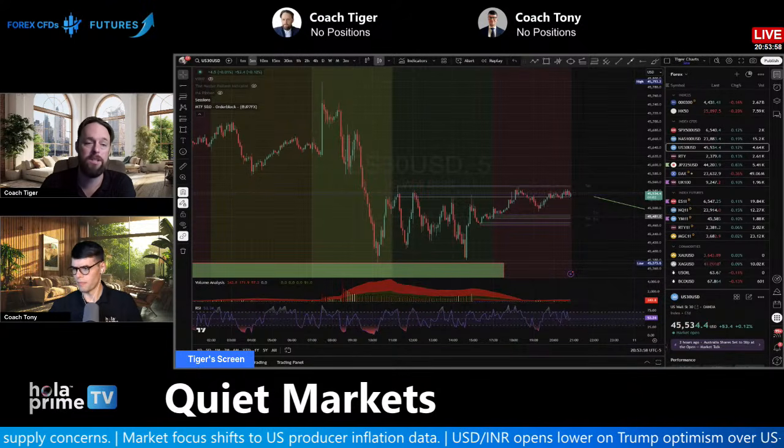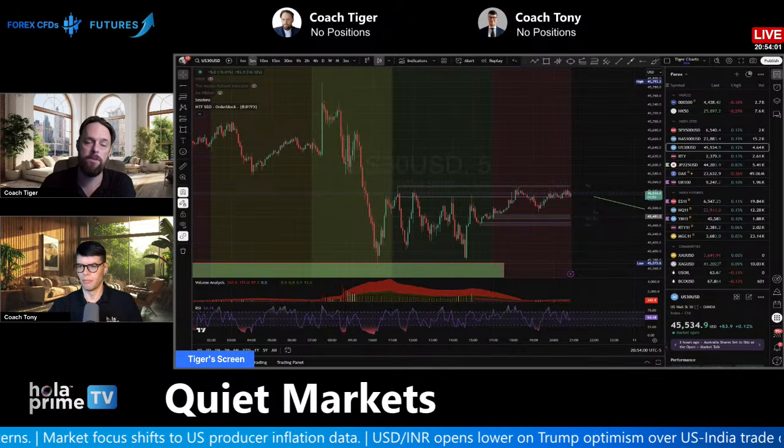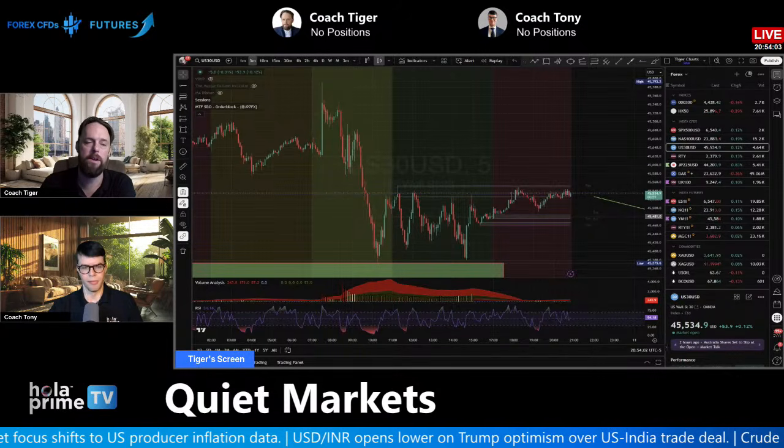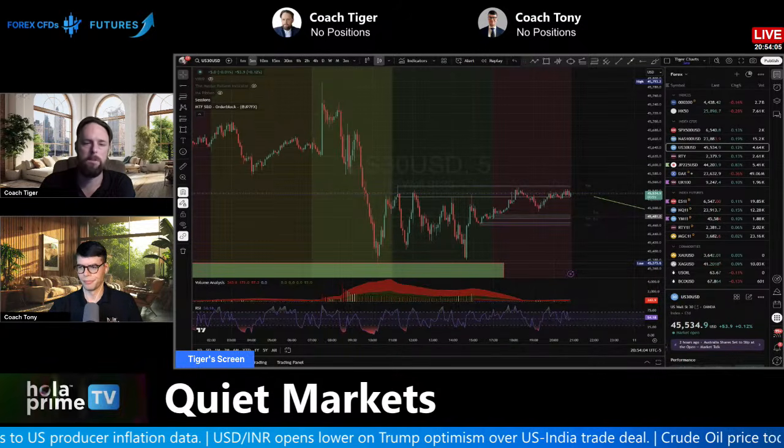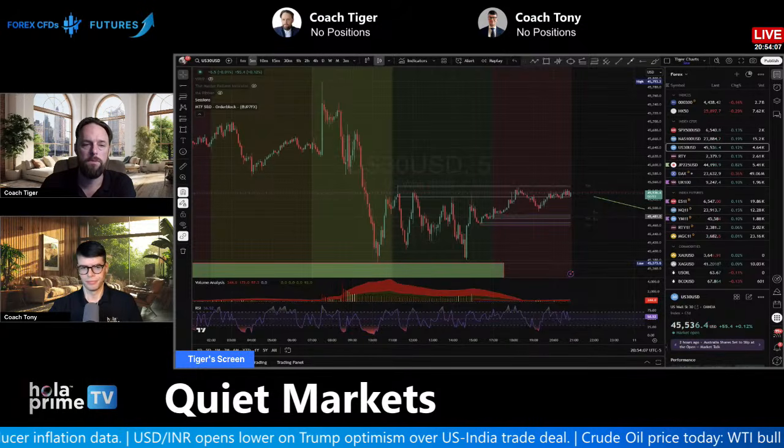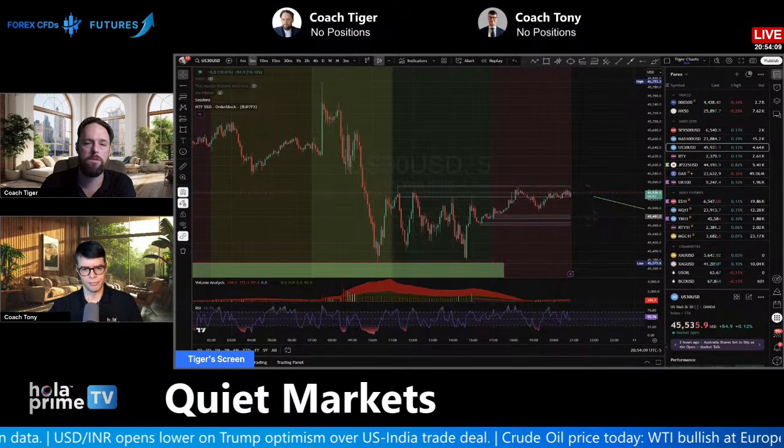Retail positioning is net short, believe it or not. So by contrarian thought, that means that's a bullish signal. Okay, trend is up as we just looked.